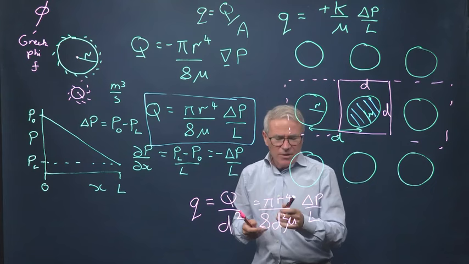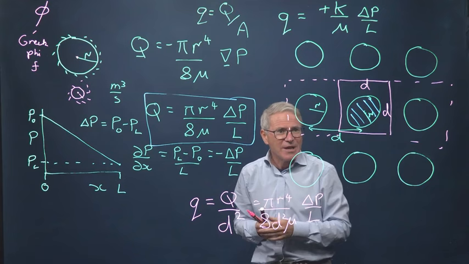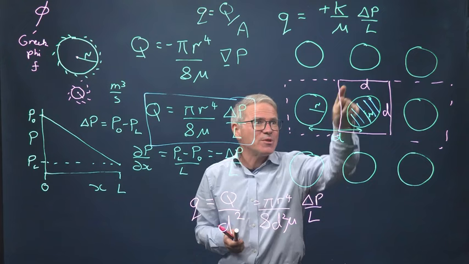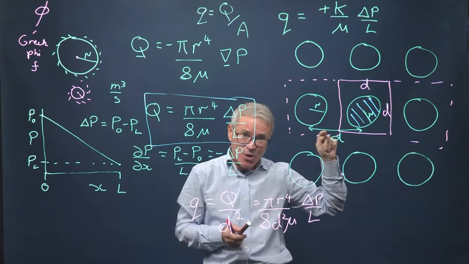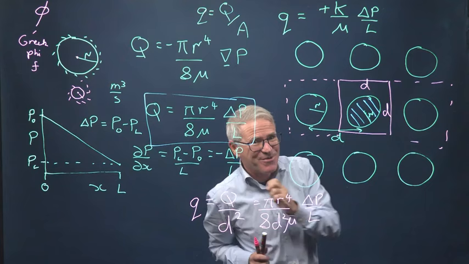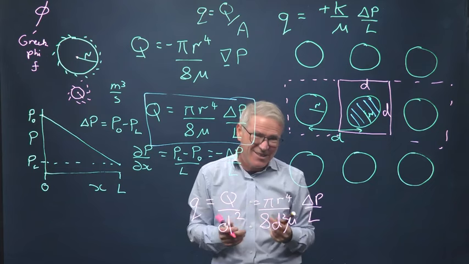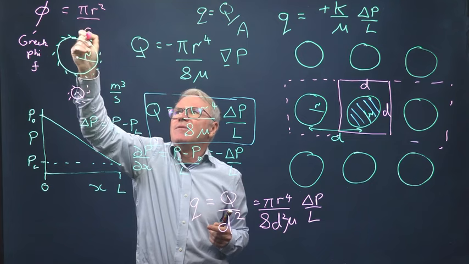Okay, so it's the Greek letter phi, and it is the fraction of the total volume of the porous medium that is void. So imagine we go out 1 meter here. The total volume of the porous medium for a single tube is d times d times 1, so d squared. The volume of the pore space, that pi r squared you wanted to say, is pi r squared times 1 meter. So the porosity, hopefully this should be relatively straightforward, is pi r squared over d squared.